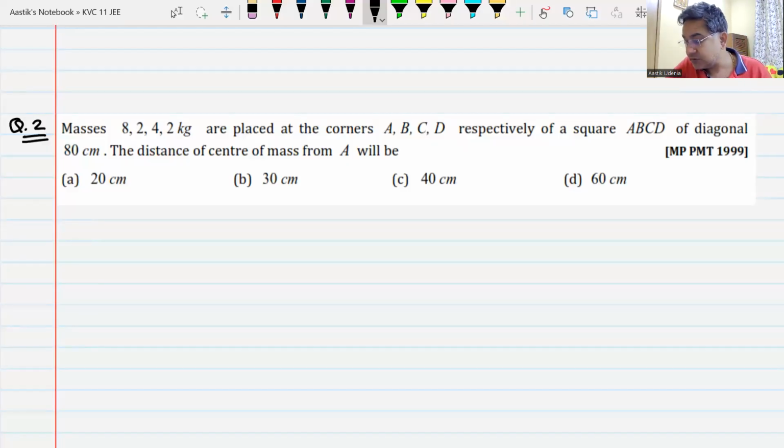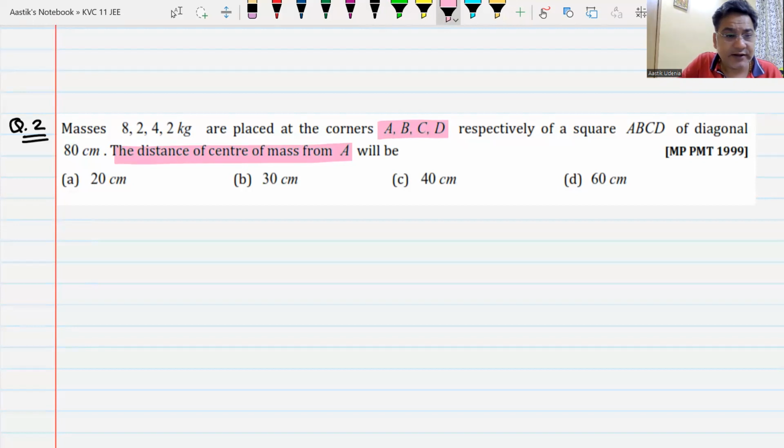So this is the question. Four masses are placed at the corners of a square. You have to find out the distance of the center of mass from the point A. I'll give you 2 minutes. I hope you can do this question.